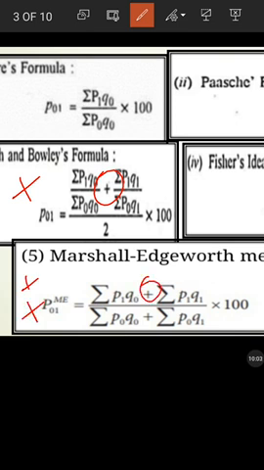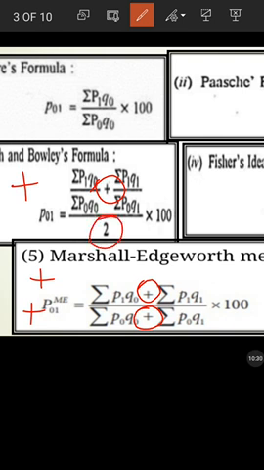In the numerator one plus sign, and in the denominator we are taking separately one plus sign. So that is the difference between Bowley's and Marshall's. It should be very clear. Only one plus here, and here we are taking two plus. Also, in Bowley's method we are dividing by 2, but here we don't divide by 2. So that is the difference between Bowley's method and Marshall's method.